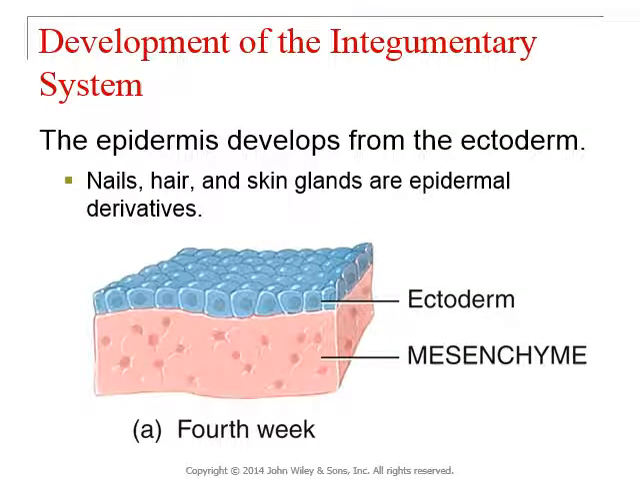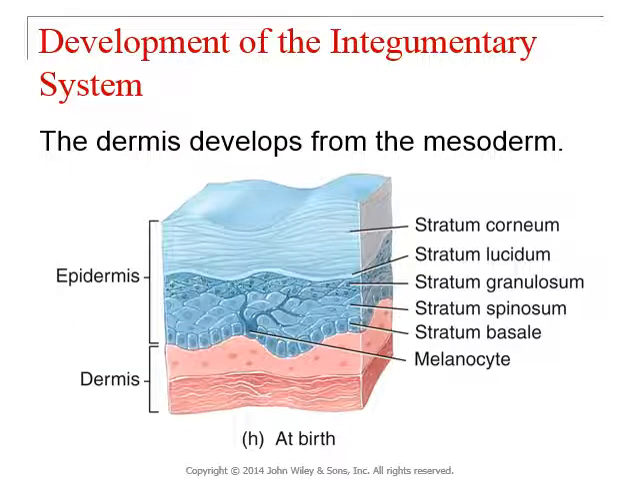As we get into each system, I'll be talking about what embryonic tissue each system will be derived from. Some will be from multiple layers, but in this case, around the fourth week, the epidermis is going to develop directly from the ectoderm. So all the nails, all the hair, and all the skin glands are going to come from epidermal derivatives. Where the epidermis will come from the ectoderm, the dermis will come from the mesoderm.